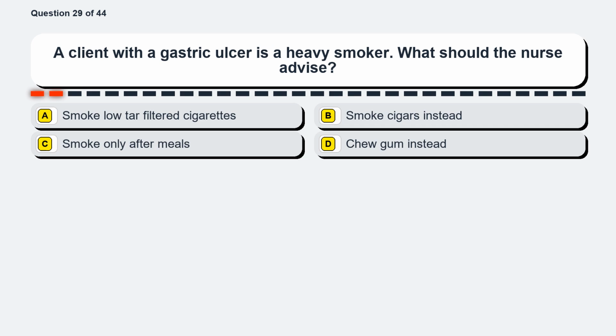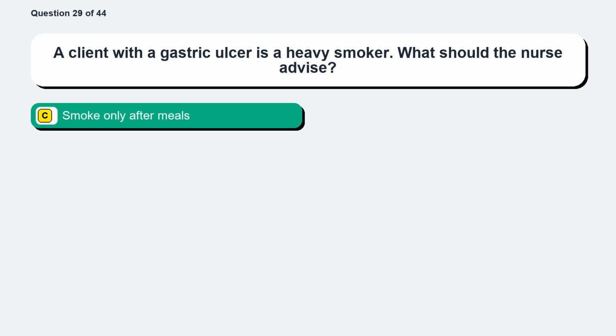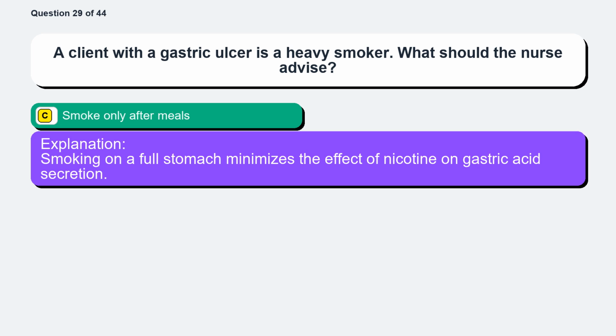Question 29. A client with a gastric ulcer is a heavy smoker. What should the nurse advise? Option A, smoke low-tar filtered cigarettes. Option B, smoke cigars instead. Option C, smoke only after meals. Option D, chew gum instead. The correct answer is option C. Smoke only after meals. Smoking on a full stomach minimizes the effect of nicotine on gastric acid secretion.